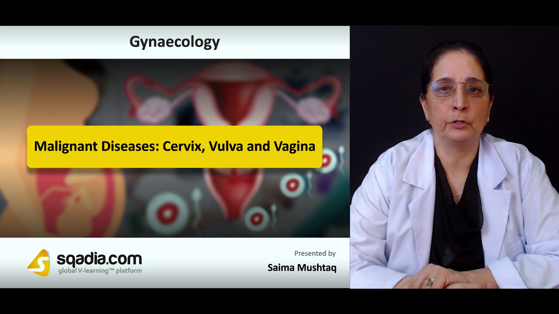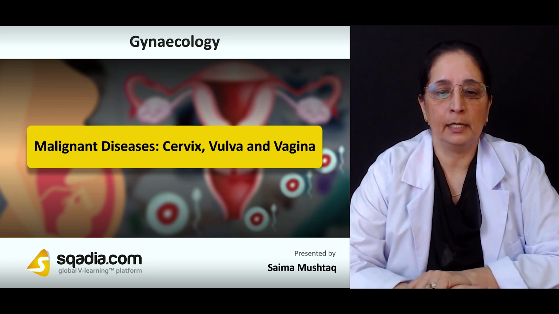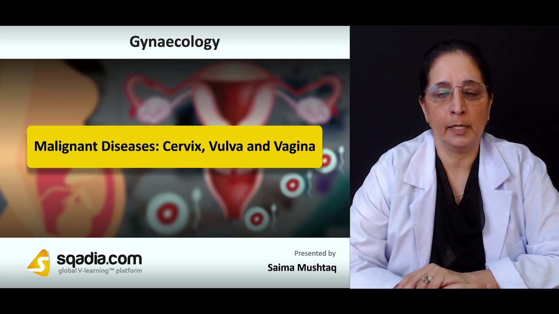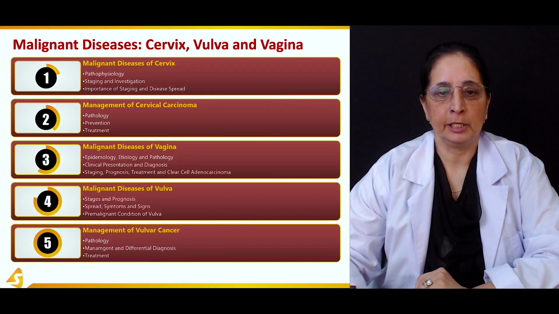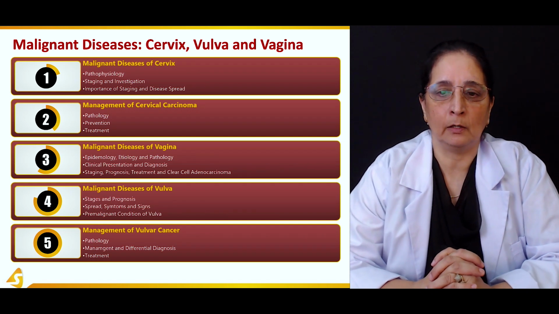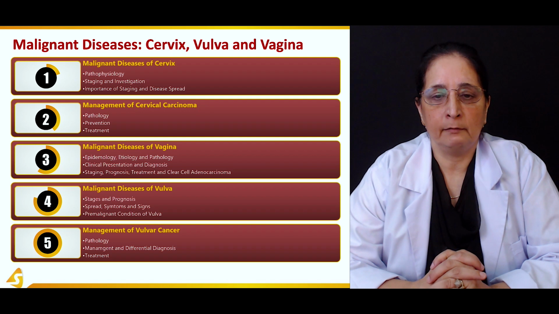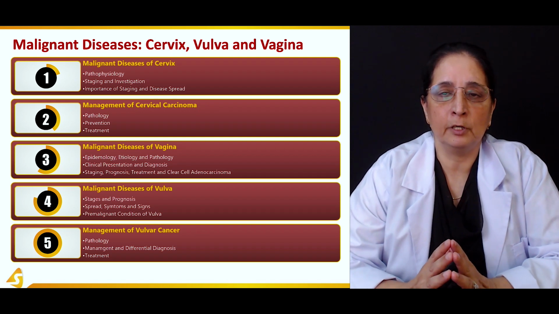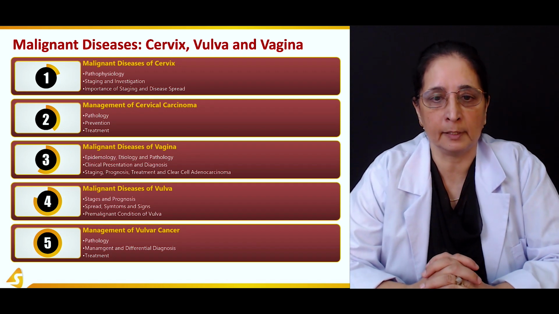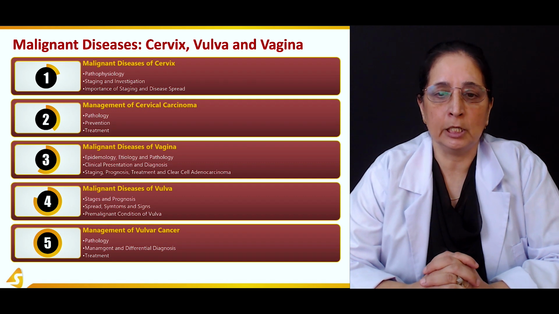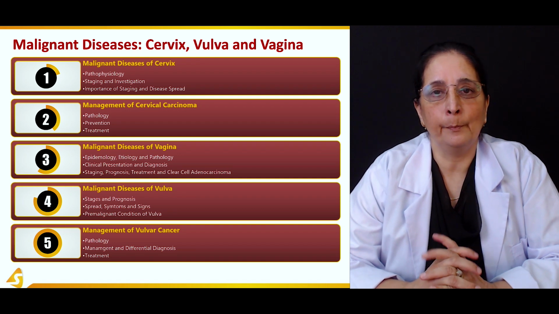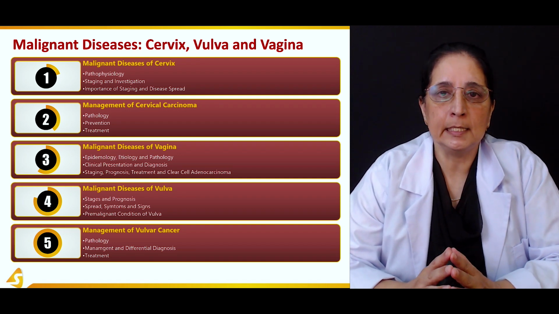My name is Saima Mushtaq and our today's lecture topic is malignant disease of cervix, vulva and vagina. In this lecture, we will talk about, in the first section, malignant disease of the cervix. And we divided this section into three parts in which we will talk about the pathophysiology of malignant disease of the cervix, staging and investigation of the cervical carcinoma, and also what's the importance of staging and disease spread.